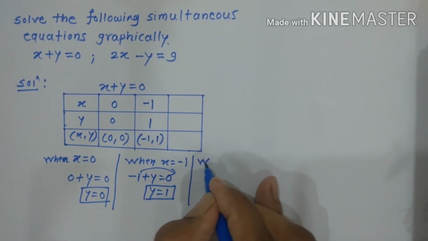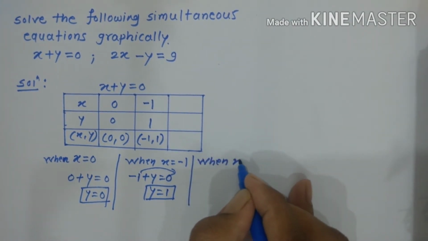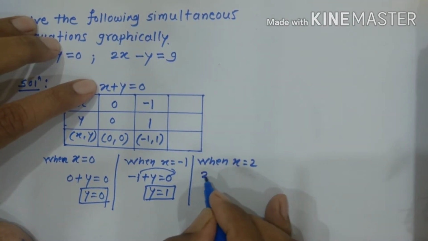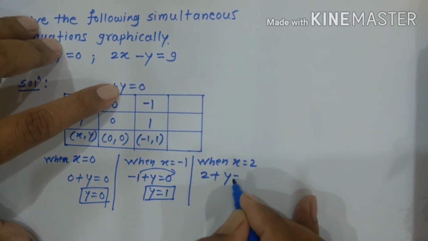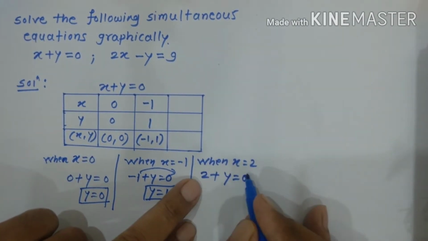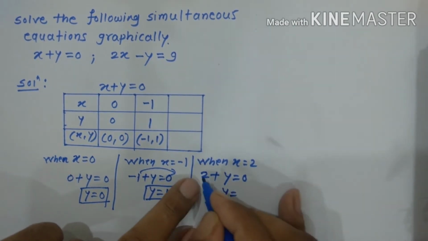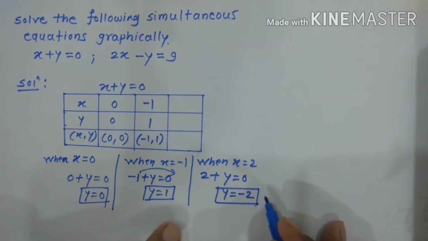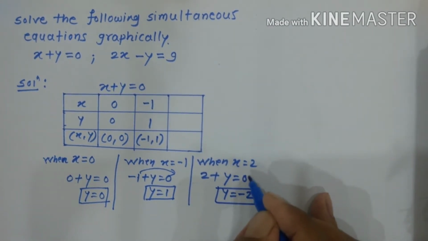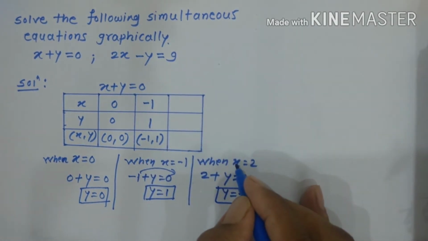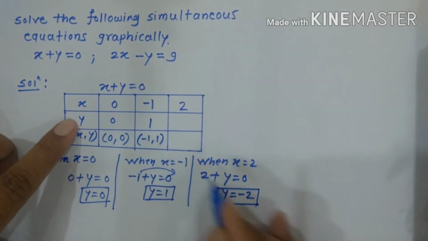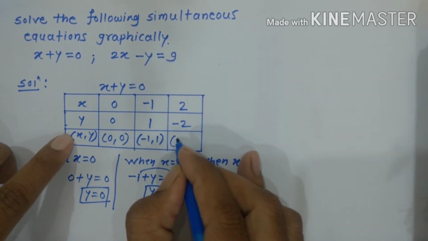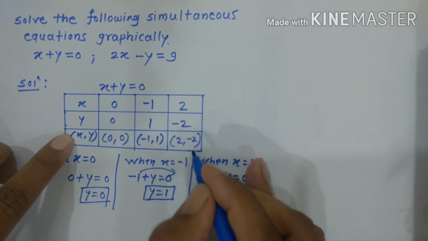Now I consider value of x is equal to 2. So the equation becomes 2 plus y equal to 0. Again 2 is transposed to right side, therefore y is equal to plus 2 can be written as minus 2. Value of y is minus 2. Now write both these values in last column. That is value of x is 2 and value of y is minus 2. Solution is 2 and minus 2.